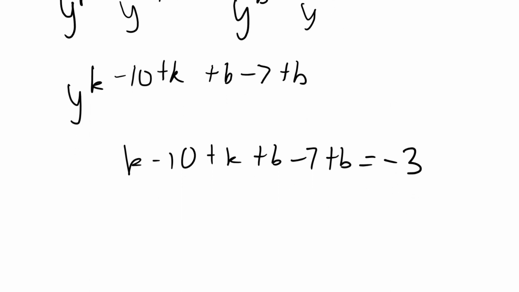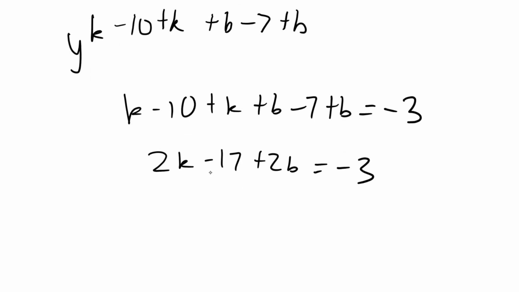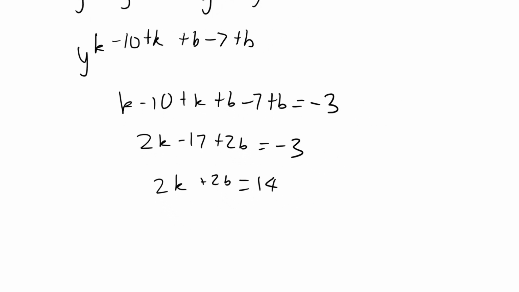Okay, so we're going to combine like terms: 2k minus 17 plus 2b is equal to -3. Then we're going to move the 17 to the right side, and we get 2k plus 2b is equal to 14. Okay, now this is where the important part comes in.